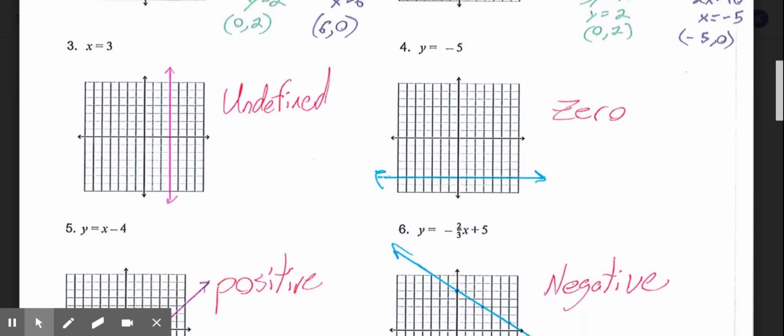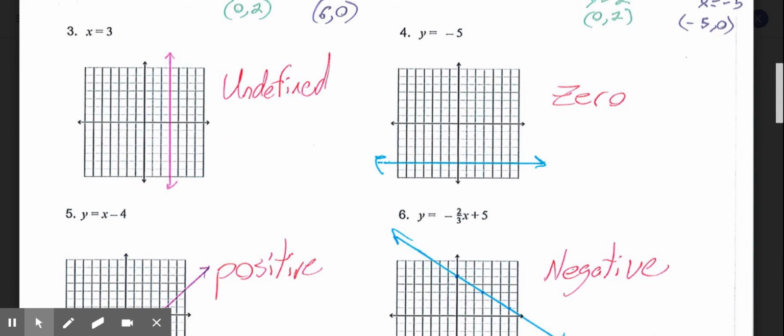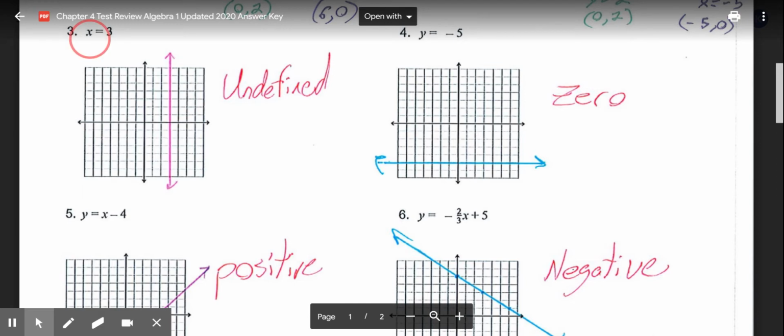In 3 and 4, we get our two special situations for lines. If there is no y and it's simply x equals a number, you get a vertical line through that number. So x equals 3 tells me go over to 3 and draw a vertical line. The slope of any vertical line is always undefined.